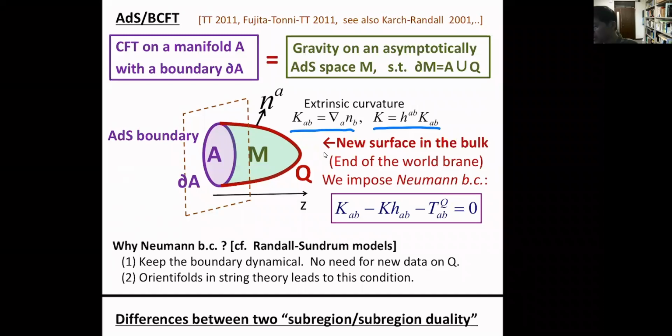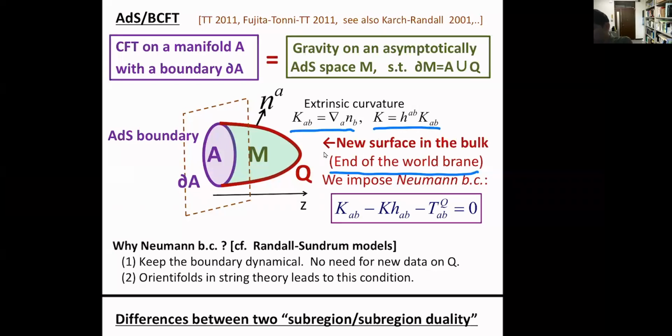Another comment: this surface Q is really terminating space-time. We really end it with a boundary condition. Such a surface is nowadays called an end of the world brane. Anyway, I simply write it as Q. The reason why we impose the Neumann condition, I will explain. But we can just follow the idea of the Randall-Sundrum model of brane world, which we will also use later. Here we just technically use the idea.